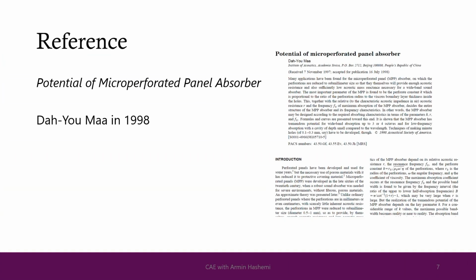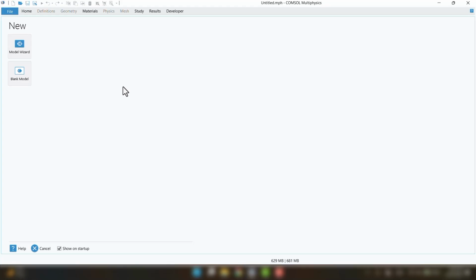Before starting the tutorial, I would like to introduce the reference paper, Potential of Microperforated Panel Absorber, published by Da-Yu Ma in 1998. That's enough introduction. Let's get started. I will click on Model Wizard. Since the impedance tube is a 3D model, I will select 3D.